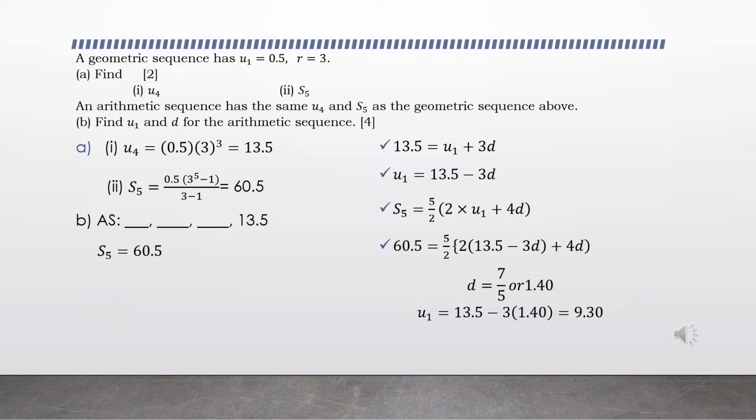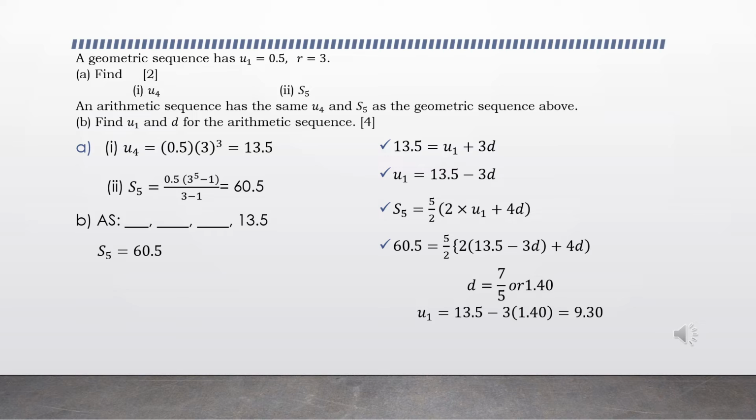So an arithmetic sequence has the same u sub 4 and s sub 5 as the geometric sequence below. What we're saying here is the fourth term of the arithmetic sequence is equal to 13.5, and the sum of the first five terms of the arithmetic series is 60.5. Now we are asked to find u sub 1 and d.